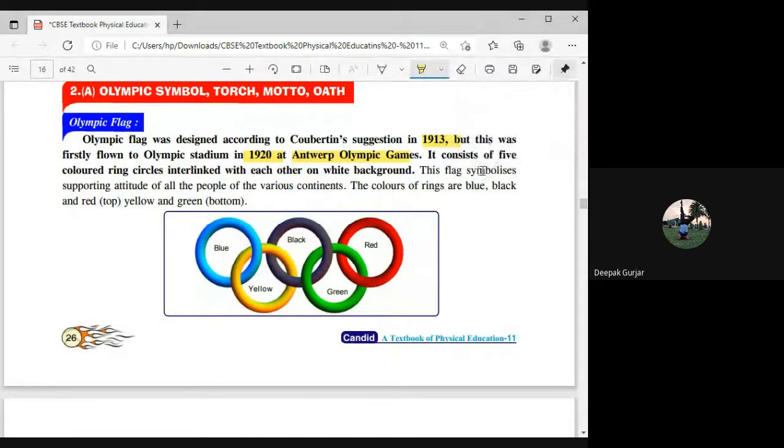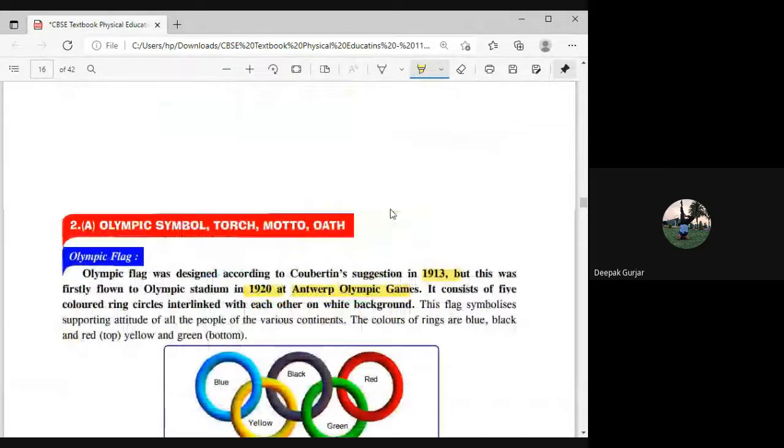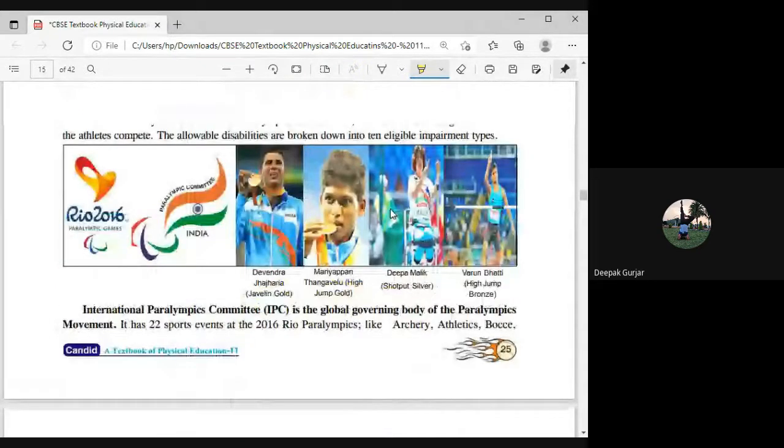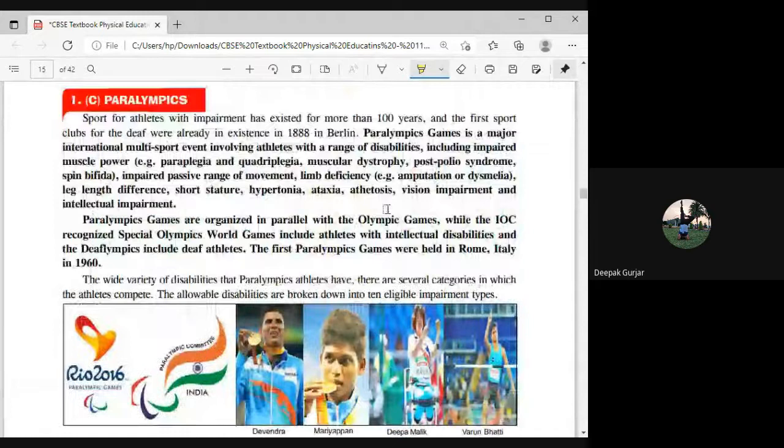So today we are going to learn about the Olympic symbol, Olympic torch, and Olympic oath. In the previous session we covered two things: the Paralympics, and the Special Olympics Bharat. So let us take a 5 minute recap of that.